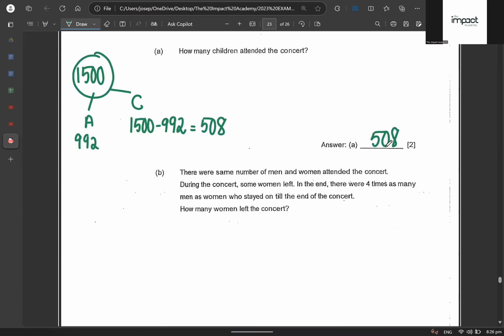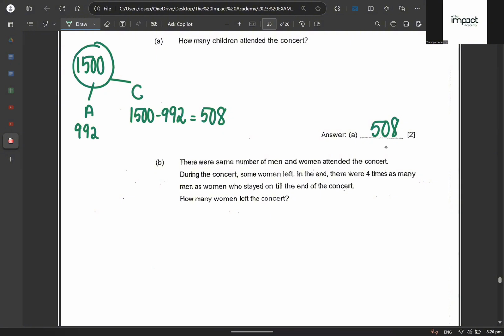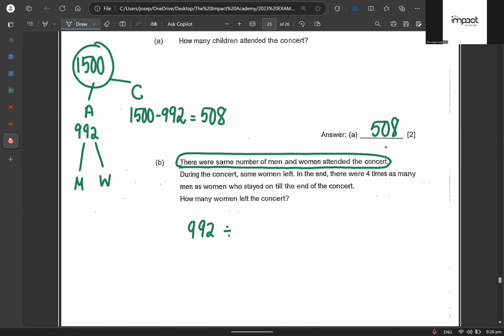So now, what did they say? There was the same number of men and women. Men and women is from adults. Same number, equal number. That's the reason why to find men, I will do 992 divided by 2. Am I making sense? Which is 496. Women will be 496 as well.